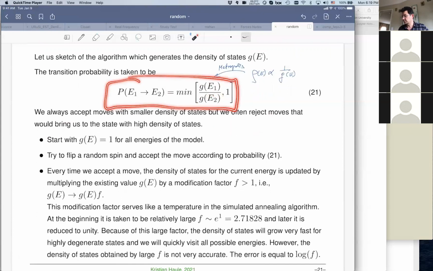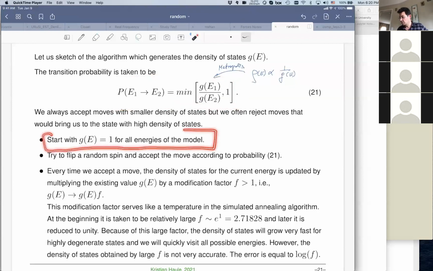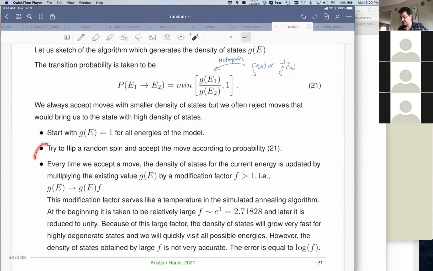This is what Wang and Landau postulated: rather than accepting the step with the Boltzmann distribution, we accept the step in this way. Otherwise, we run the same Metropolis algorithm. Then we start by setting all densities of states to 1 at the beginning, because we don't know enough about the system, and then we try to estimate the many-body density of states self-consistently.